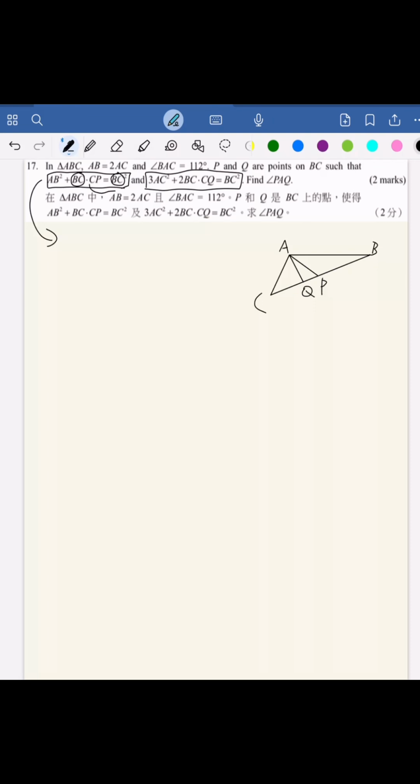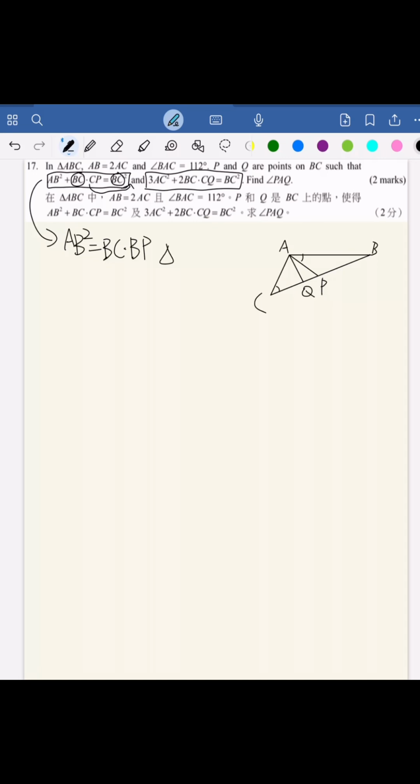Well, you might consider moving this to the right hand side. BC squared minus BC times CP. Bingo, that's just BC times BP. So AB squared is equal to BC times BP. And hopefully you immediately realize that this is equivalent to this angle being equal to this angle. It's just a similar triangle.